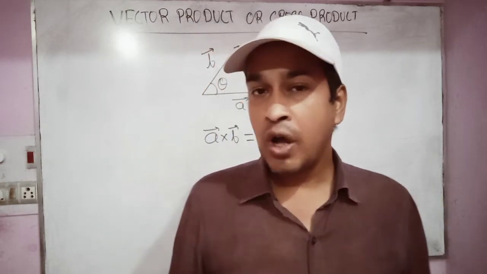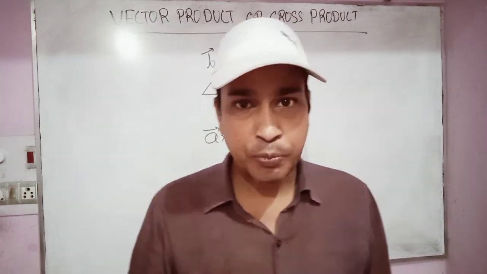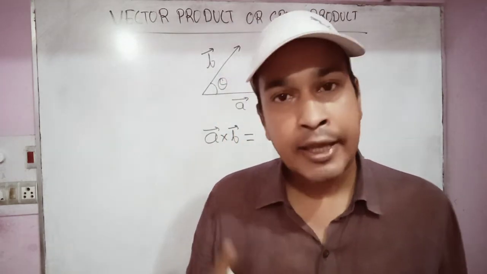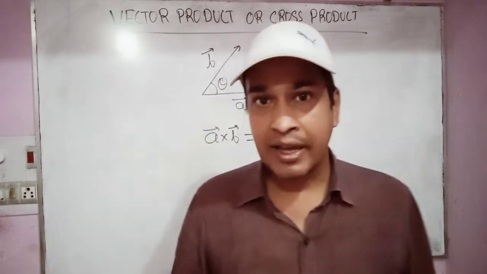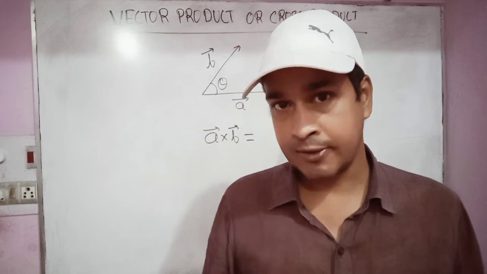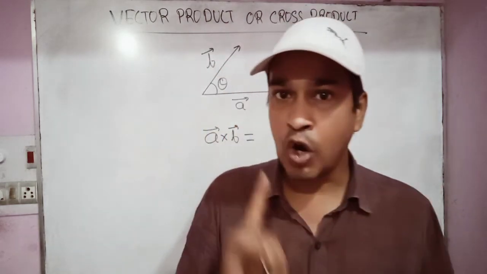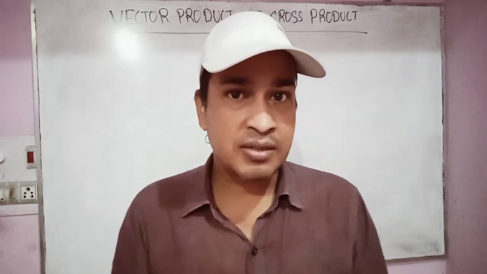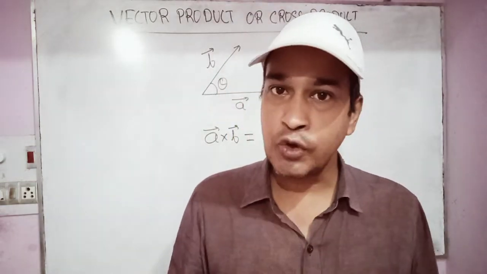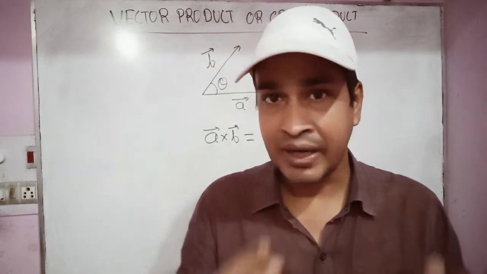In today's video, I am going to discuss vector product or cross product of two vectors. In my earlier lectures, I discussed dot product of two vectors. So there are two types of multiplication of vectors. First is dot product, which we have discussed earlier, and in today's video we will discuss cross product or vector product of two vectors.